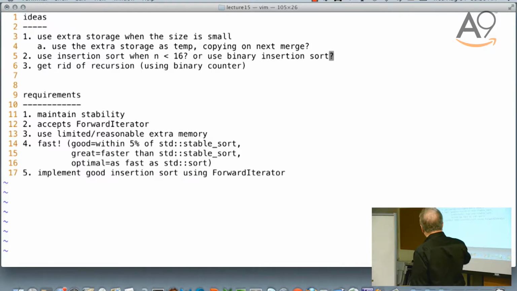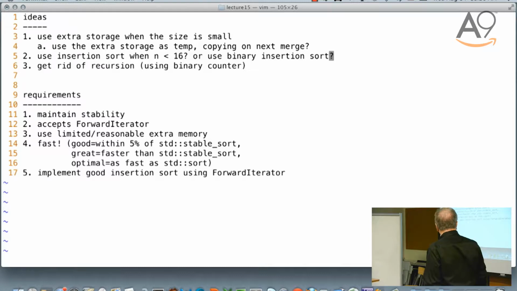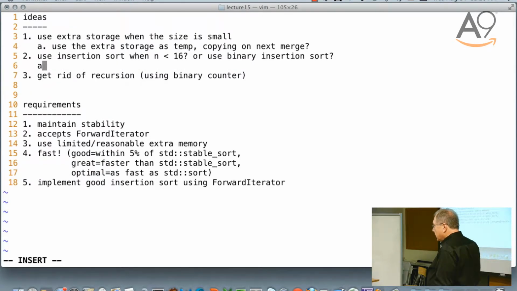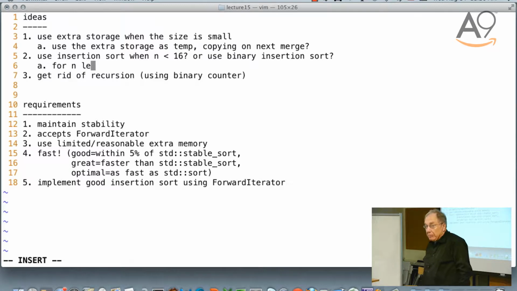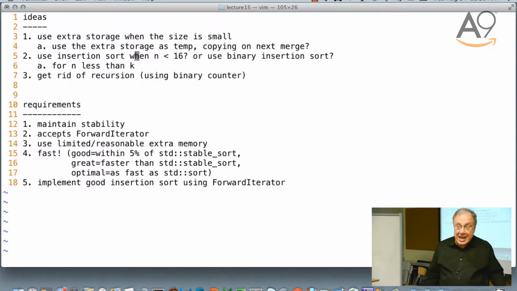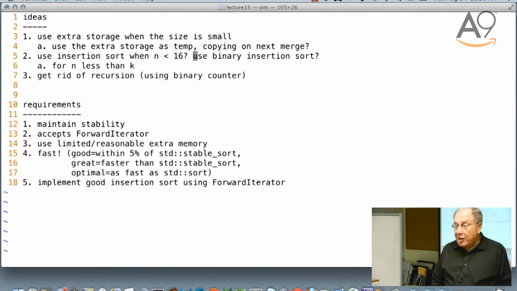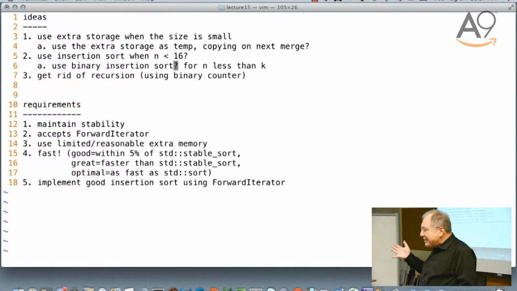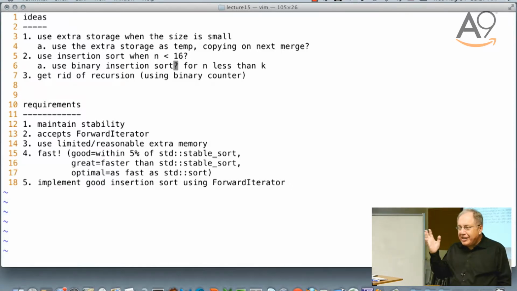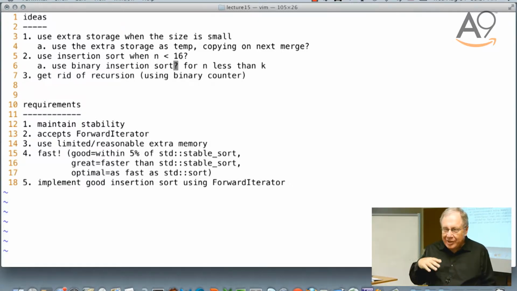So basically, I would say two separate ideas. One is to use insertion sort, or binary insertion sort, for n less than k. We don't know what k is. Why don't we know what k is? Because here, is it going to be dramatically bigger than 16 or not? Anybody wants to say?